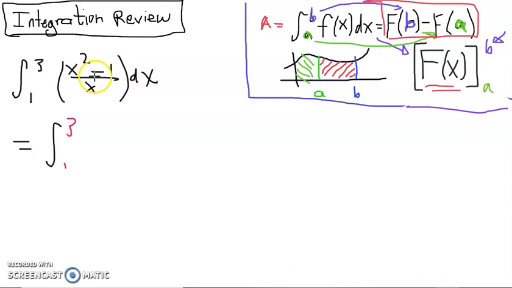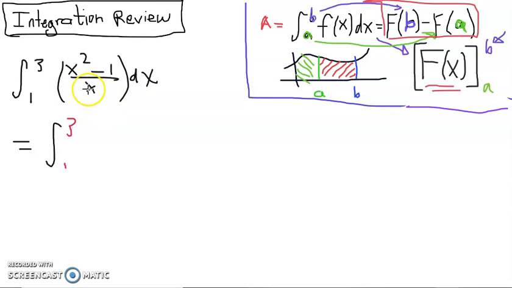All right, so here's a new one. The integral from 1 to 3 of x squared minus 1 over x dx. And this one, as you notice, is not just a simple power of x. It's a fraction with functions in the top and the bottom. So this is not going to work as simply as last time.